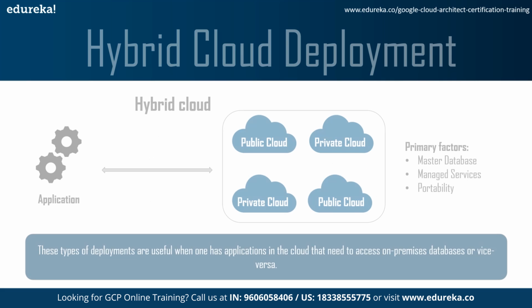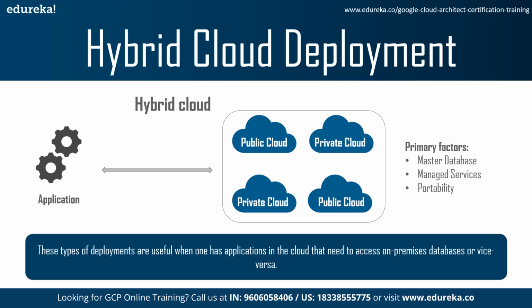So the second is hybrid cloud deployment. These types of deployments are useful when one has applications in the cloud that need to access on-premises databases or vice versa. There are three primary factors to be considered when deploying a hybrid model, with some data on cloud platform and some on premises. So that's why it's been shown like a public cloud and private cloud. And so in primary factors, first one is a master database.